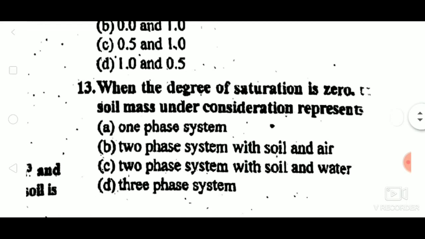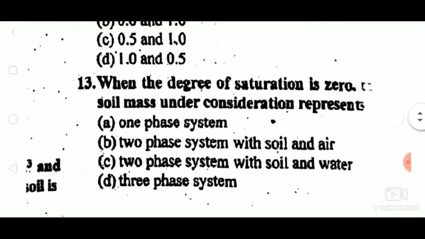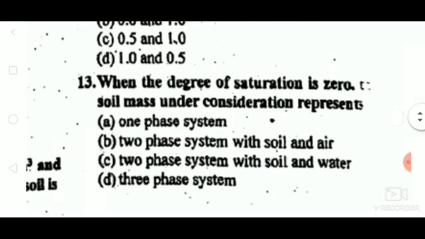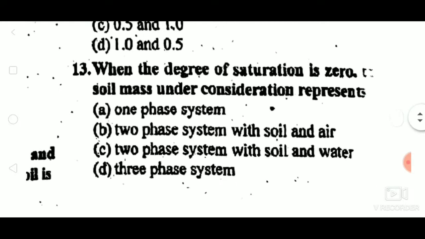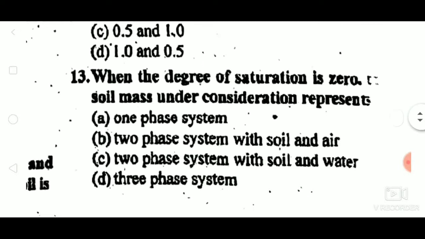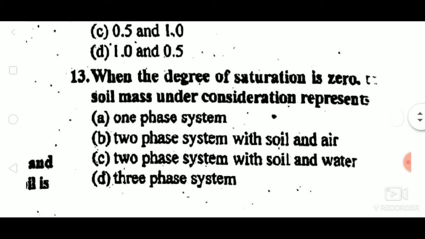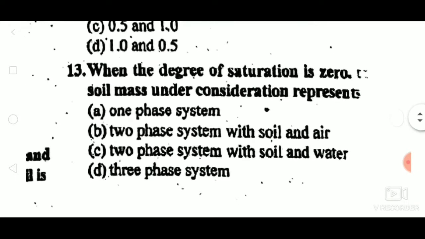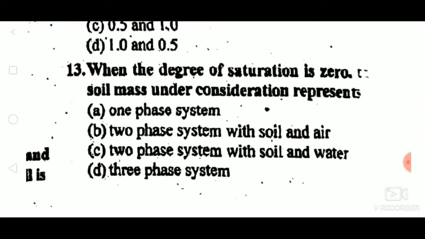Next question, when the degree of saturation is 0, soil mass under consideration presents. Option A, one phase diagram. Option B, two phase system with soil and air. Option C, two phase system with soil and water. And option D, three phase system. Here it is given that degree of saturation is 0, so the soil will be dry. So answer is two phase system with soil and air. Option B is correct.